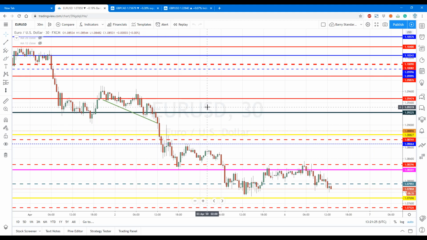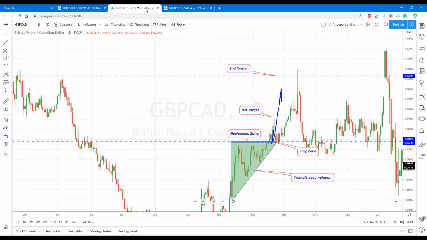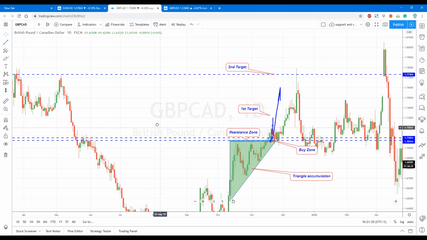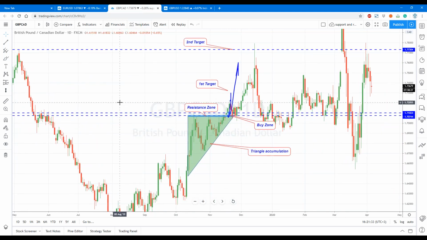Okay, so we're looking at the chart we started with. I'm going to take you over here to some of my other charts. And here is the pound Canadian dollar. See this, the two dashed blue lines here? This is actually the resistance zone, okay? It isn't two different numbers that we actually drew on our chart.